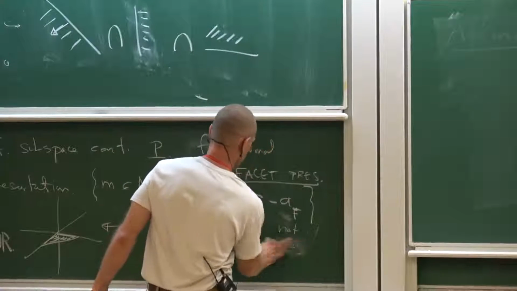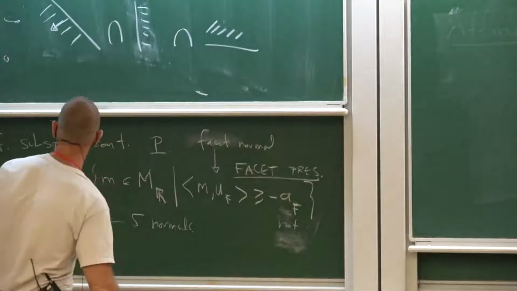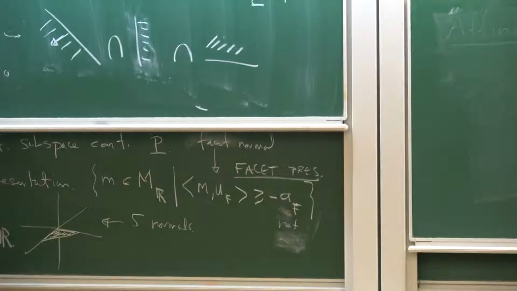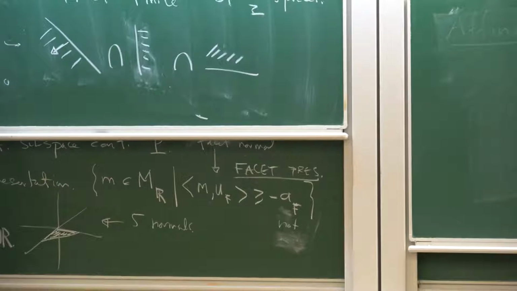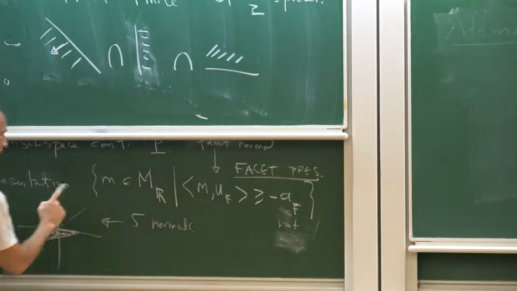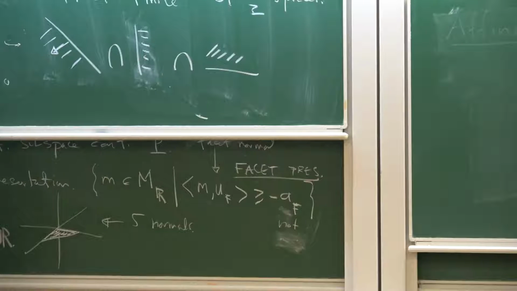You know what? Maybe we take 2 seconds and do an example. Let's do it for this thing. Here are my facet normals, and let's see if these are inward or outward. If we do the inward pointing facet normals, the facet normal here would be (1, 0), the facet normal here would be (0, 1), and the facet normal here would be (-1, -1). Those are the inward pointing normals.